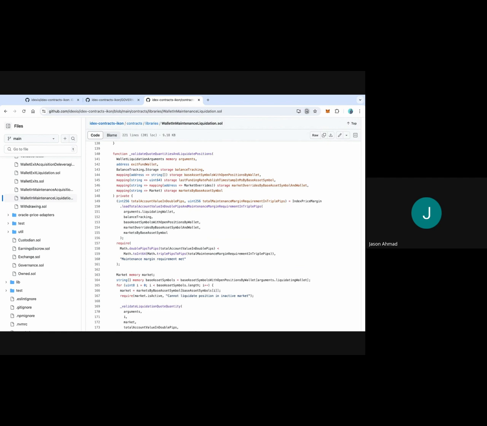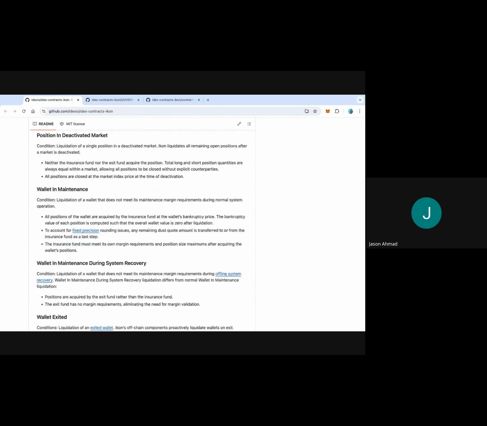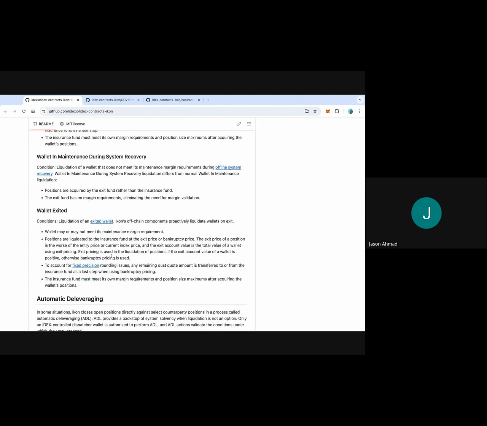But again, I just want to emphasize the pattern that the goal of the contracts is to verify the state of the system to the degree it can and ensure the safety of the actions that are being submitted by the dispatcher. So in this particular case, the off-chain system cannot liquidate a wallet that is not in maintenance, and that is provable through the various states on the contract itself. Similarly, there are a handful of different ways that positions or wallets can be liquidated. These are covered here in more detail, but they all follow the same structure.